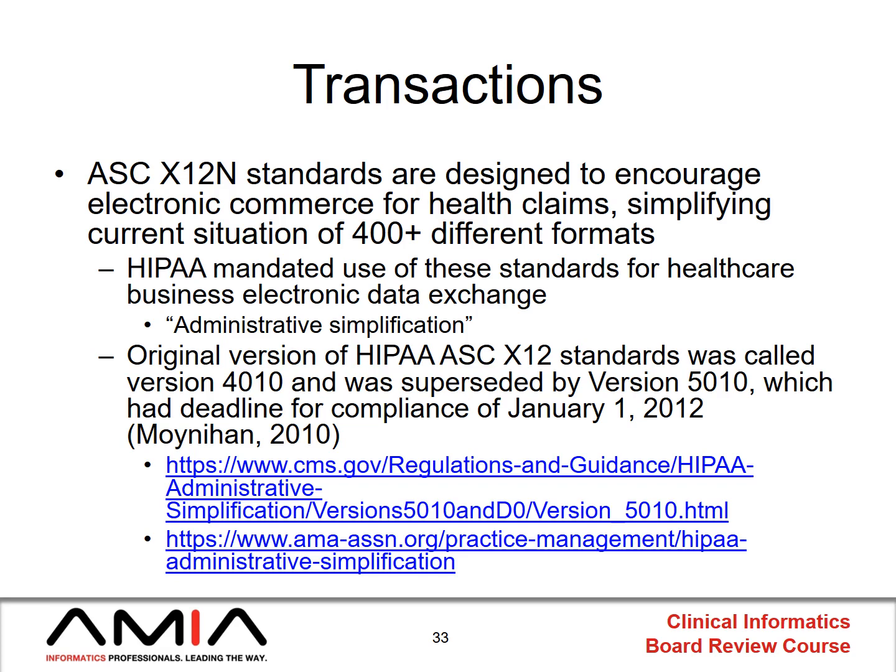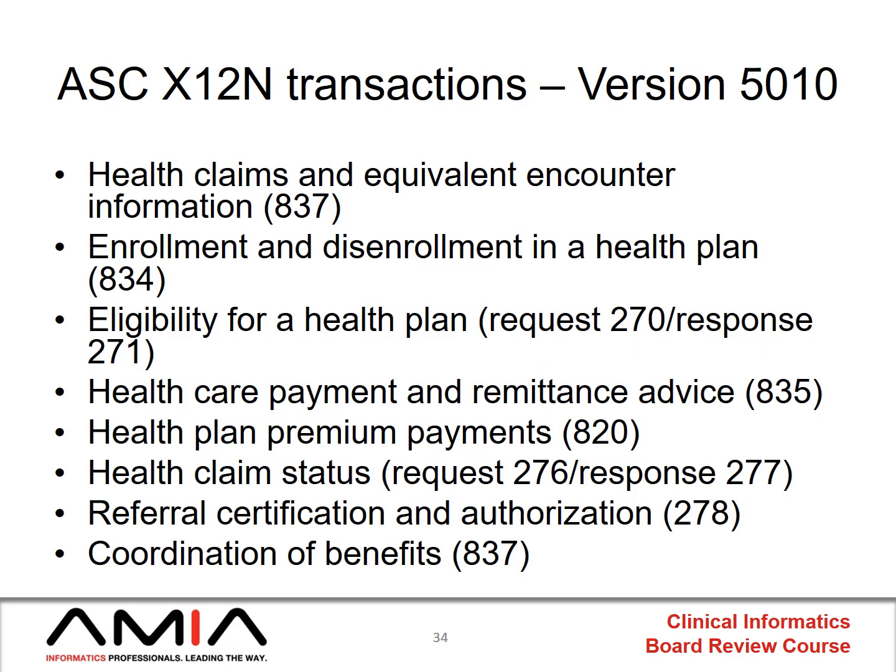The original version of the ASC X12 standards were called 4010, and then in 2012, these were superseded by the 5010 standards. This slide lists some of the 5010 standards, things like health claims and equivalent encounter information, enrolling, disenrolling in a plan, eligibility, payments, claim status, coordination of benefits, and so forth.